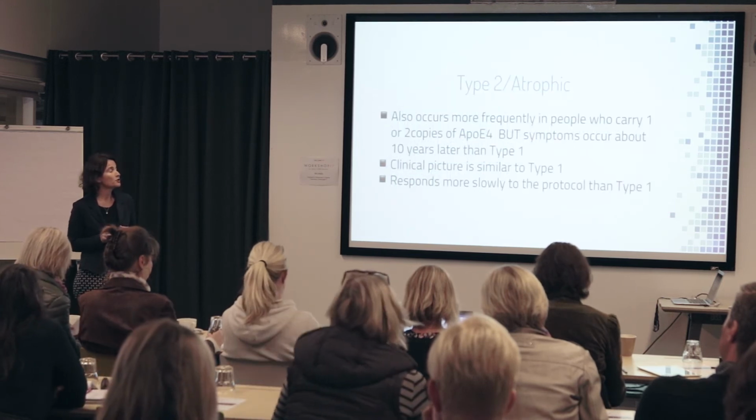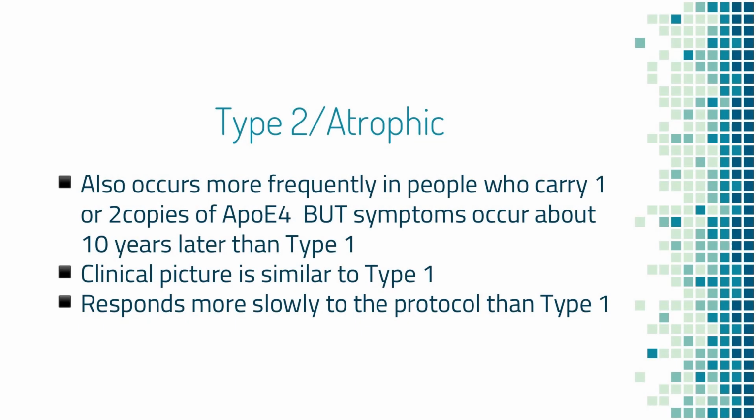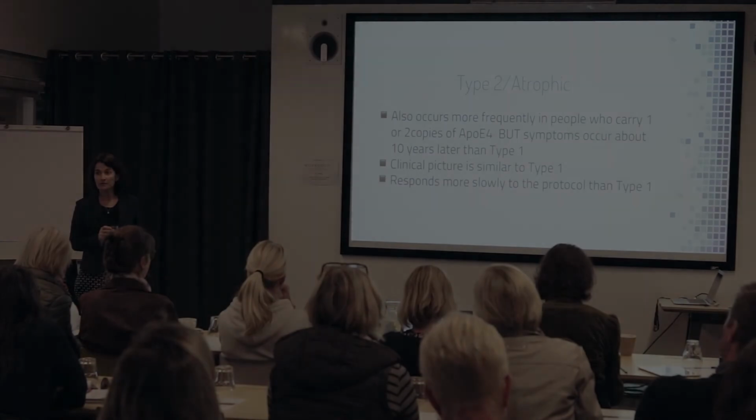Then type 2 is the atrophic type. This also occurs in people with 1 or 2 copies of APOE4, but usually occurs later than the inflammatory type, type 1. The clinical picture is quite similar, and it responds more slowly than type 1 to his protocol.